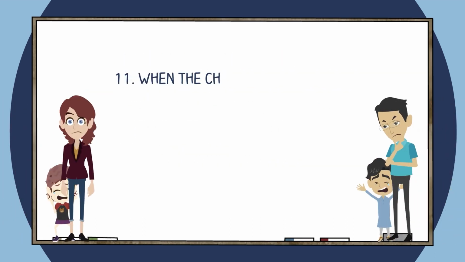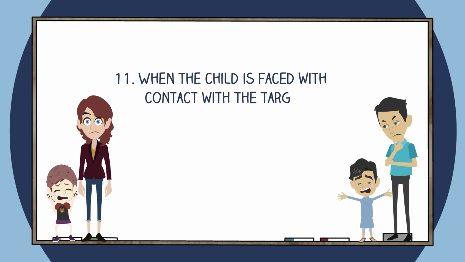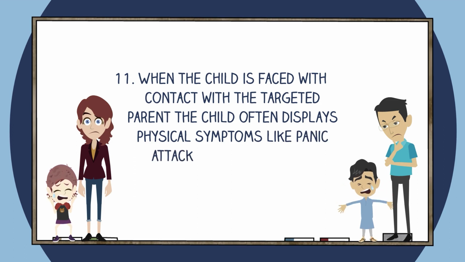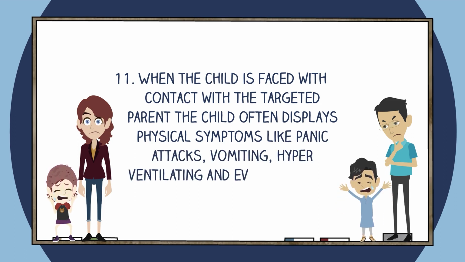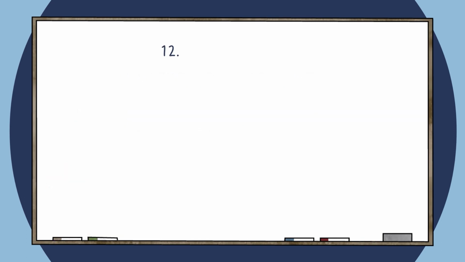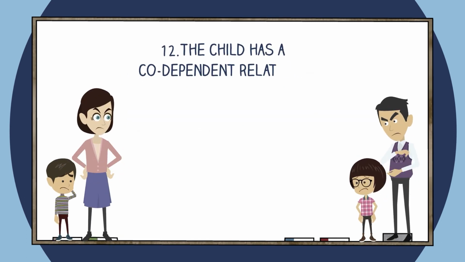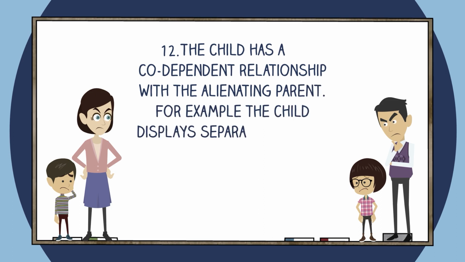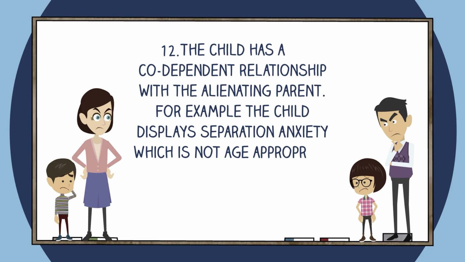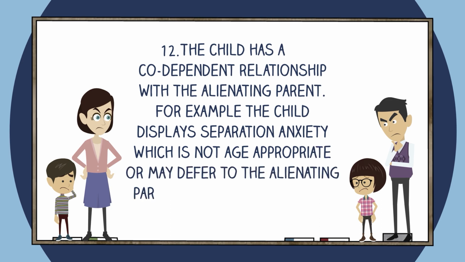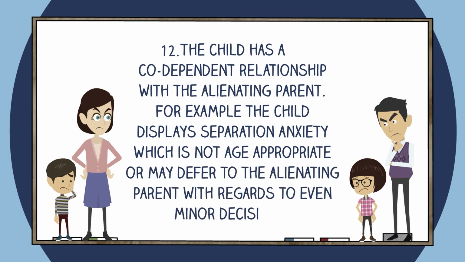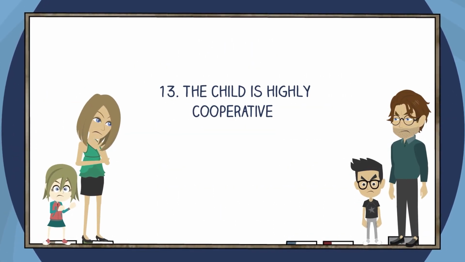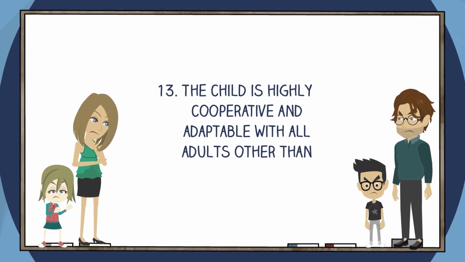11. When the child is faced with contact with the targeted parent, the child often displays physical symptoms like panic attack, vomiting, hyperventilating, and even tantrums. 12. The child has a codependent relationship with the alienating parent. For example, the child displays separation anxiety, which is not age appropriate, or may defer to the alienating parent with regard to even minor decisions. And last, 13. The child is highly cooperative and adaptable with all adults other than the targeted parent.